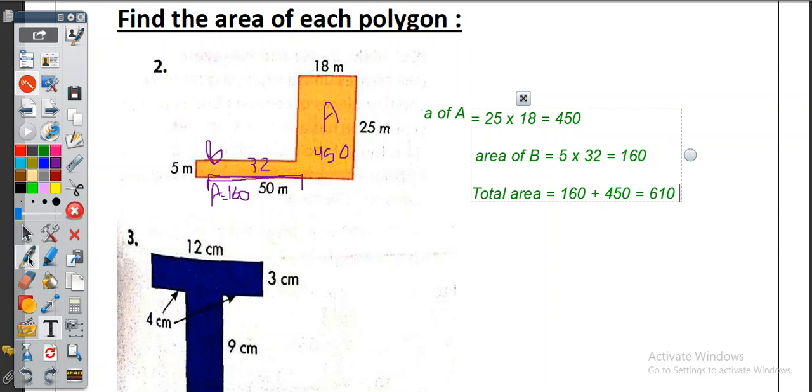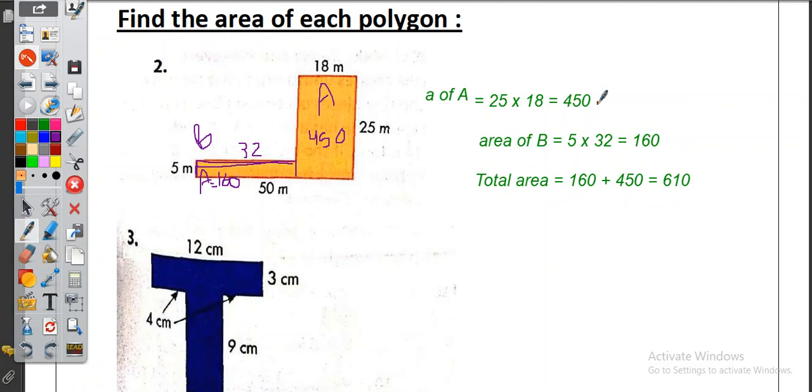squared centimeters. So this is squared meters. Squared meters, and this one is squared meters. Now let's check out the next question.